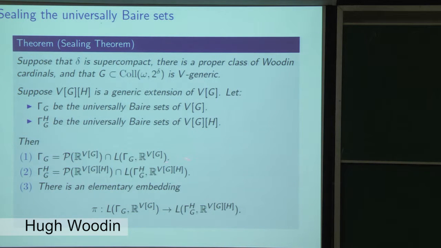First, in each of these models, the universally Baire sets are closed in the sense that if you construct from all of them, you don't get anything that's not universally Baire. And then you can't change the theory in a very strong sense. There's a generic elementary embedding, in fact a canonical one, that takes you from this model to this model.